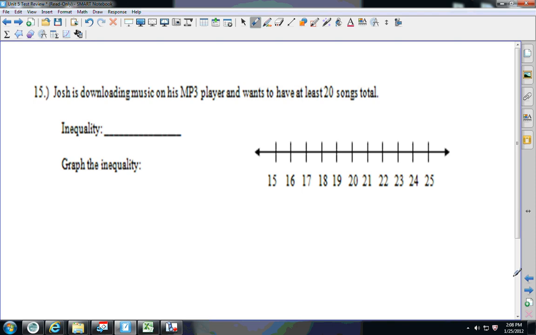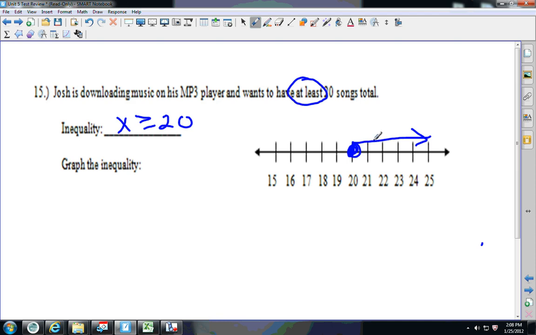Josh is downloading music for his MP3 player. He wants to have at least 20 songs. So X is greater than or equal to 20. Now, they have all these lines here. I have two options. What would be wrong if I put a colored-in circle right there and I shaded to the right? Why is that not correct for what they're asking us for?